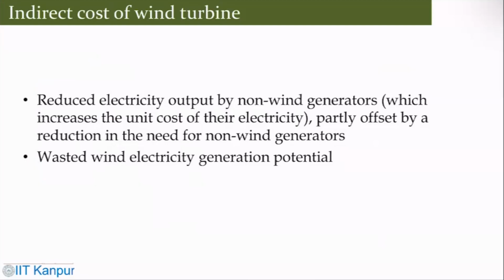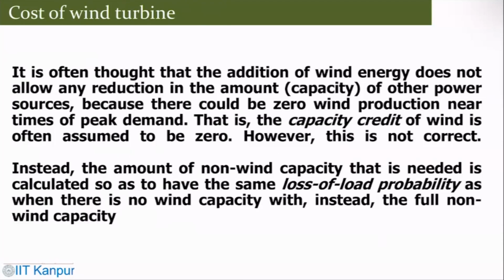So if you reduce electricity output by non-wind generators, which increases the unit cost of the electricity, it is partly offset by the reduction in the need for non-wind generators, and wasted electricity generation potential. What is often thought is that the addition of wind energy doesn't allow any reduction in the amount or capacity of the other power sources, because there could be zero wind production near times of peak demand. That is very important to note. That is, the capacity credit of wind is often assumed to be zero.